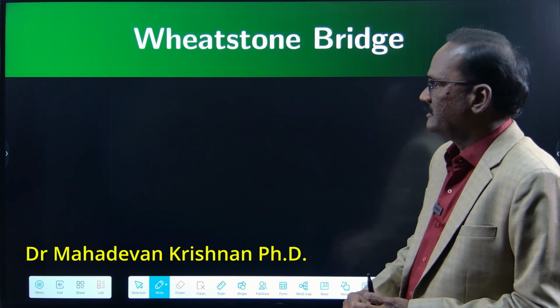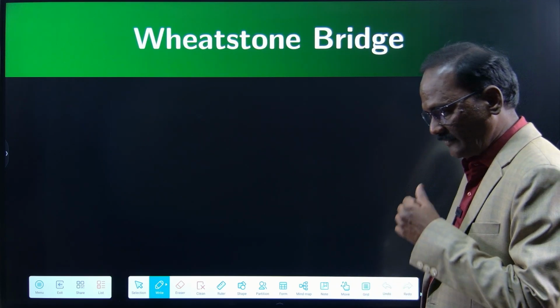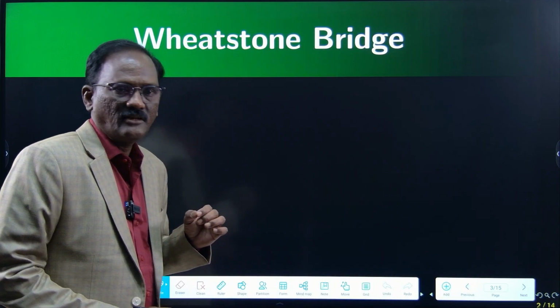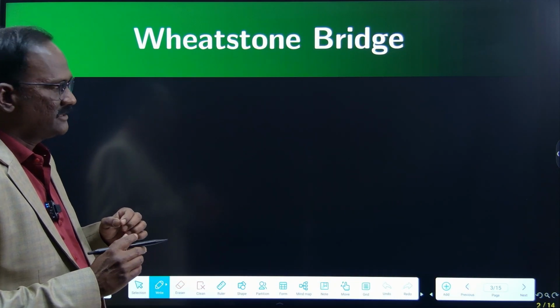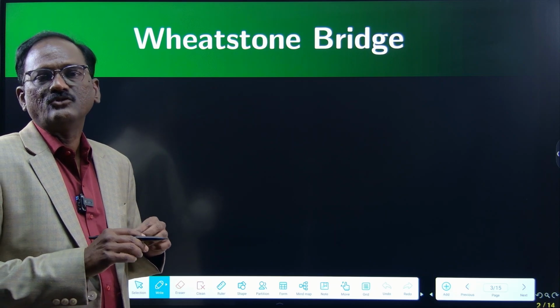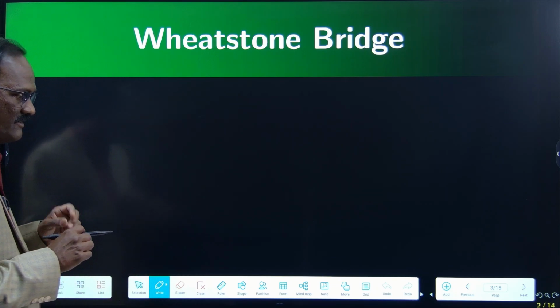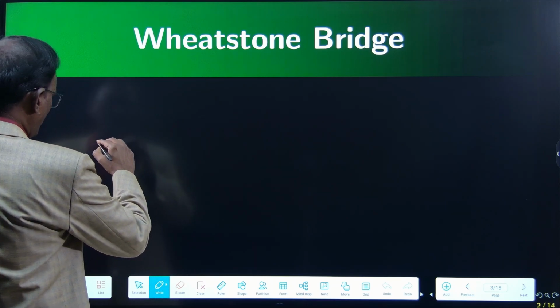The topic for today's lecture is Wheatstone Bridge. Wheatstone Bridge is a simple arrangement of some resistors, say 5 resistors, which is used to find one unknown resistance, right? First let me draw the diagram of Wheatstone Bridge.